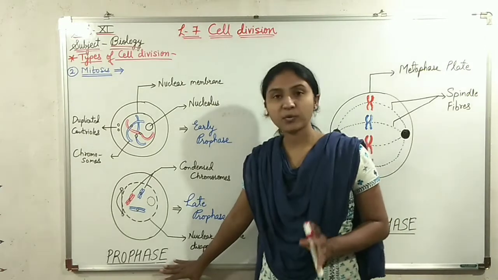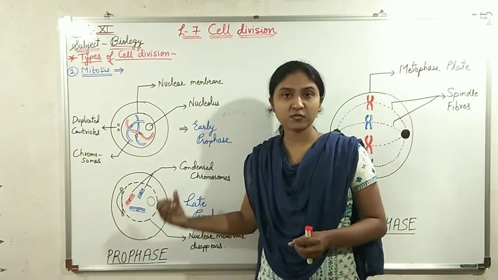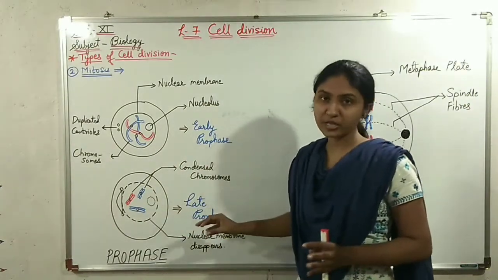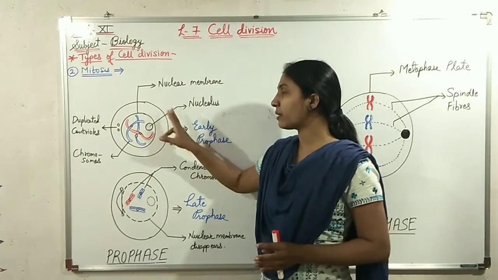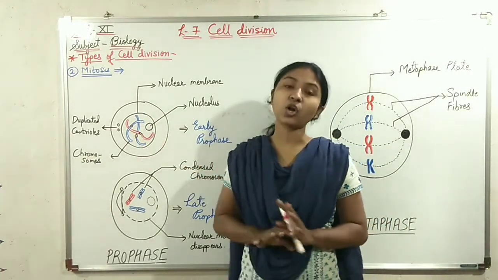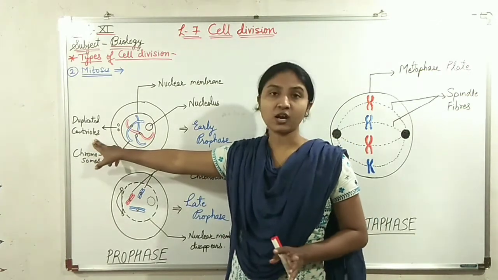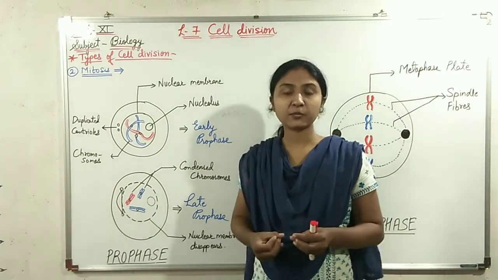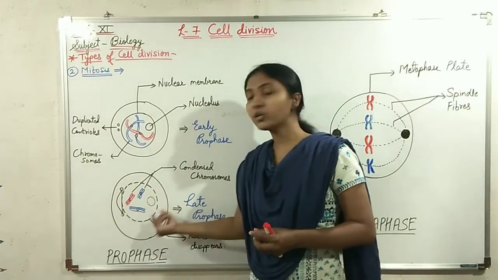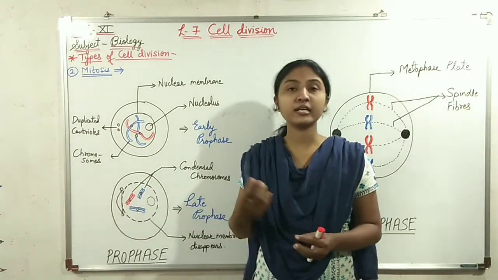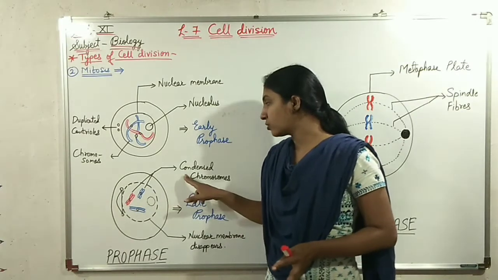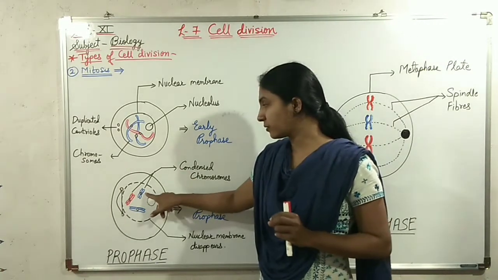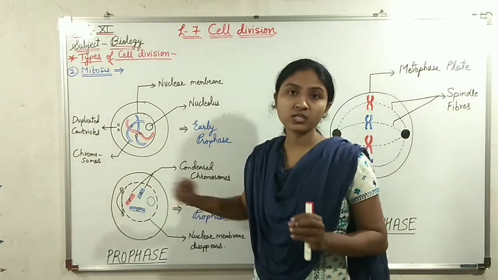So this is the prophase. Prophase is the longest phase in cell division or in mitosis. It is divided into two phases. The early phase shows the nuclear membrane and nucleolus, the chromosomes are not condensed, and the centrioles are duplicated. The early phase is followed by the late phase, in which the nuclear membrane gradually disappears and the chromosomes are condensed. As these chromosomes are condensed, you can see the chromatids which are attached to the centromeres.